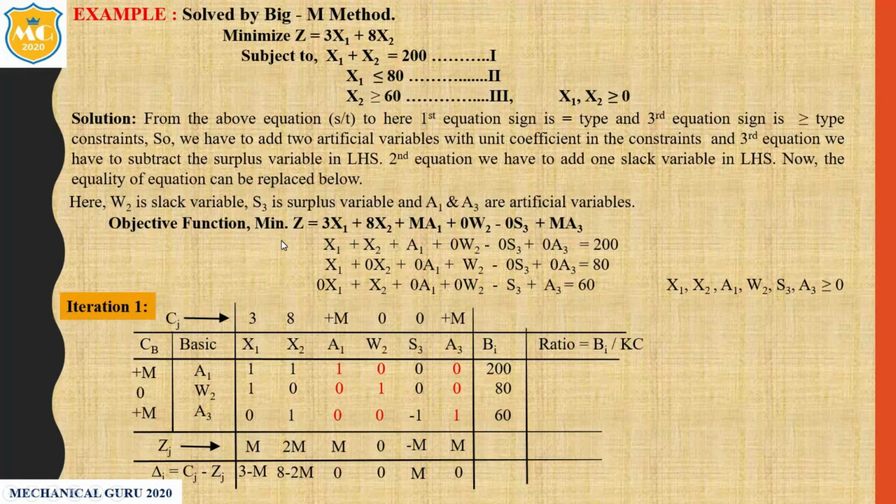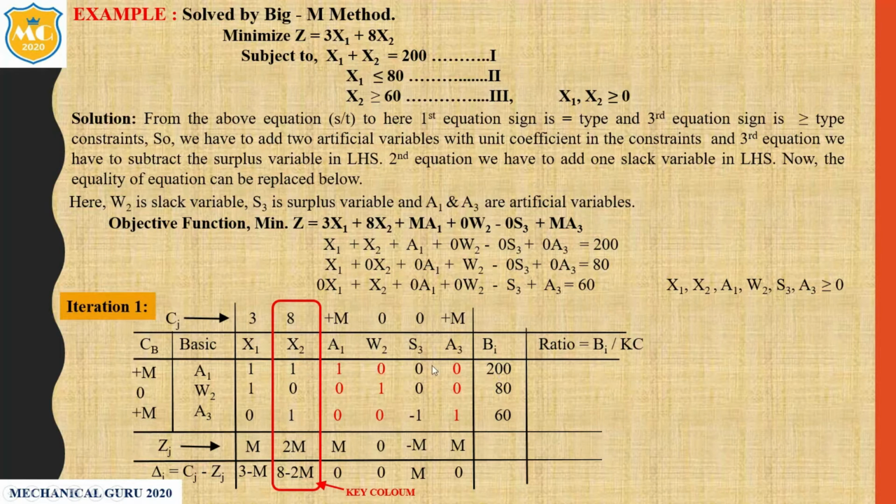Now in a minimization problem we have to consider the most negative number. Okay, so here the most negative number is 8 minus 2m. So this is our key column. Now next we have to find this ratio. How to find the ratio is simple. Bi by Kc, this is the resource value, divided by Kc, meaning key column.